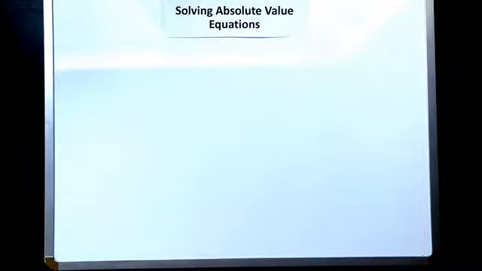Today we're going to talk about solving absolute value equations. So let me go over some basics about the absolute value.